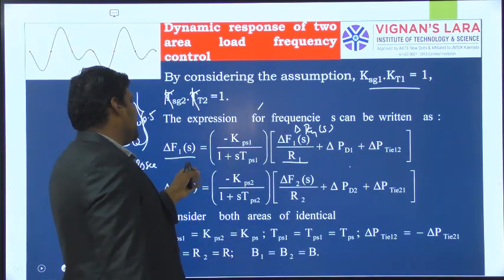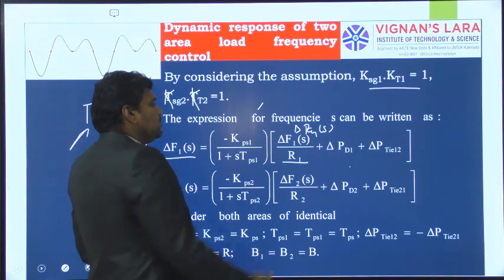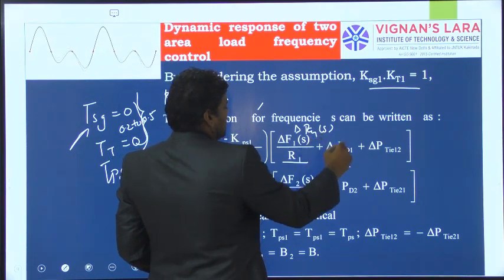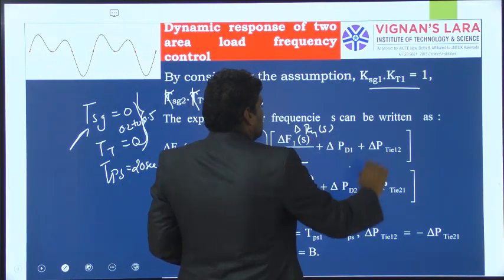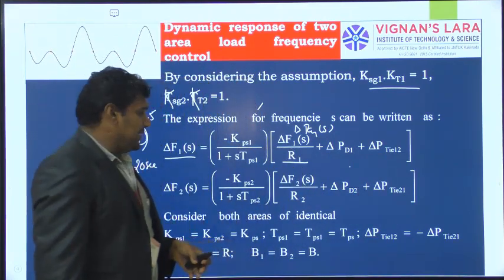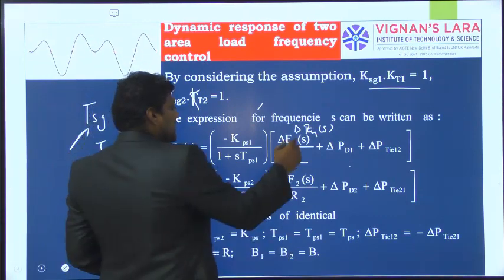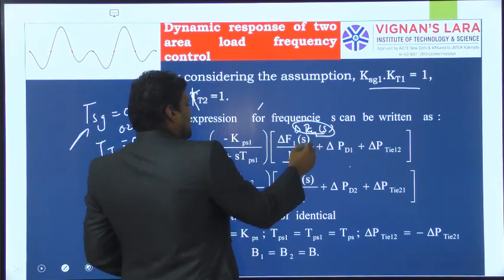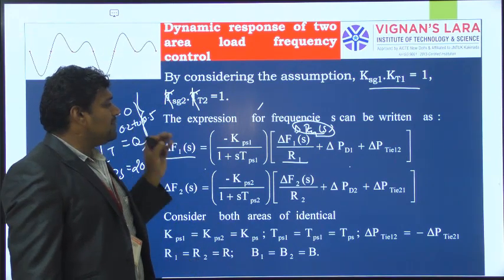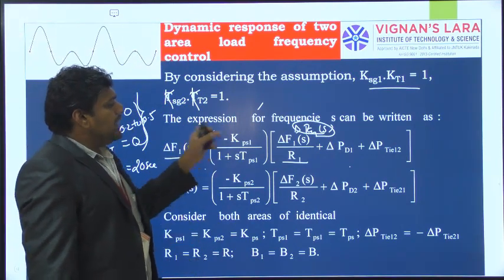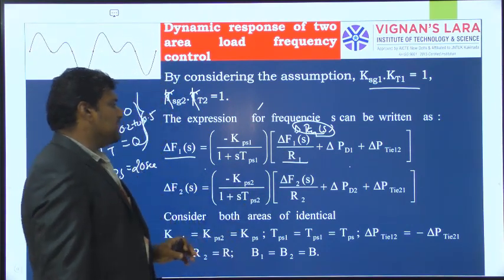If you take minus S common, so minus KPS1 by 1 plus S TPS1 into delta Pg1 of S plus delta PD1, and if you are writing in terms of Laplace, plus delta P tie 1-2 of S. So this is the expression we are obtaining for delta F1 of S. In place of this delta Pg1 of S, we can replace it with minus delta F1 of S by R1. Okay, so that's all, we have directly substituted here.